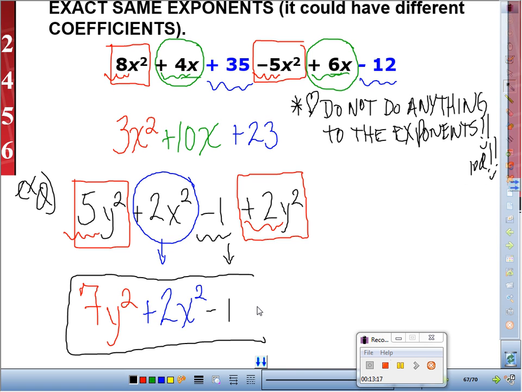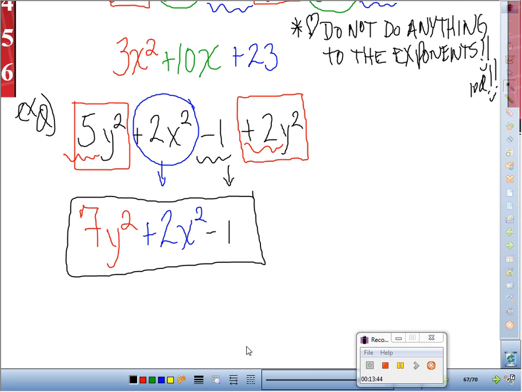Bam! Now think about this question. Everybody look up. Why can I not combine this one with this one? Talk it over with your neighbor, please. Because they don't have the exact same variable with the exact same exponent. Are we there? Okay. I'm going to give you another one. See if you can do this one by yourself.